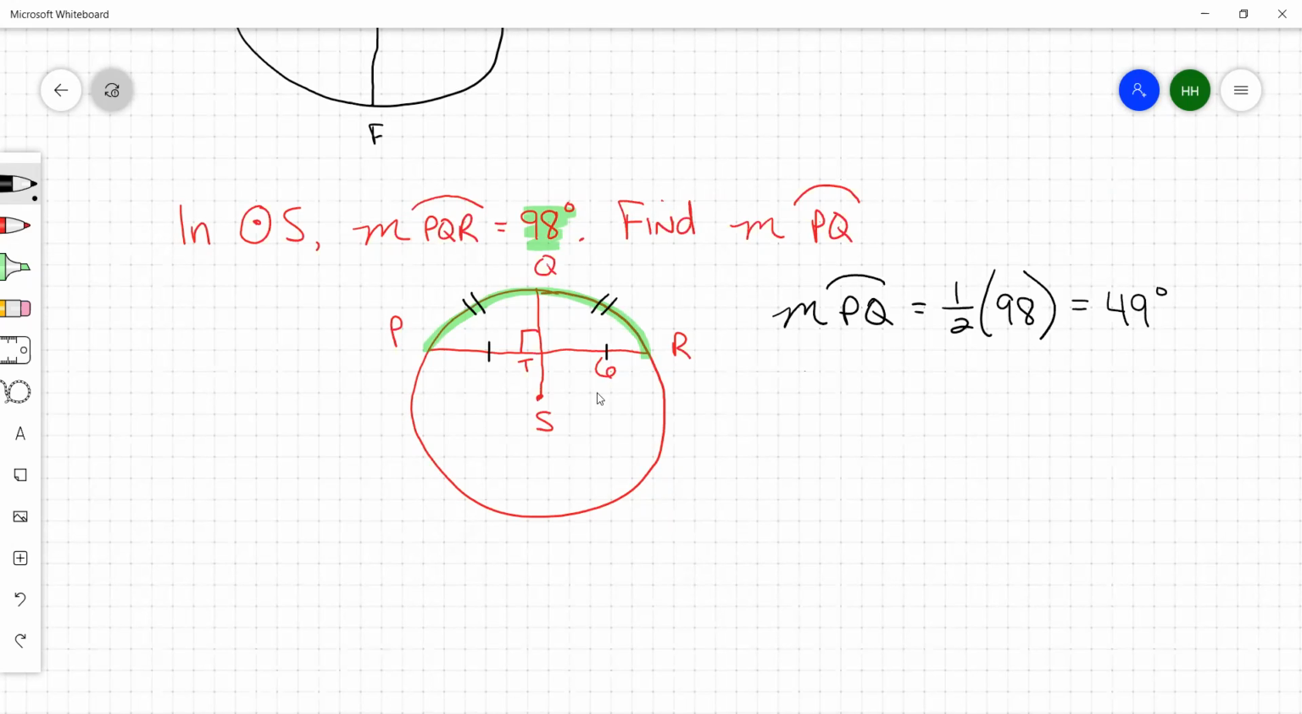P to T. All right, from P to T. Since the radius and the chord are perpendicular, the radius bisects the chord. So P to T would be equal to 6 also. P to R. P to R would be equal to 12.